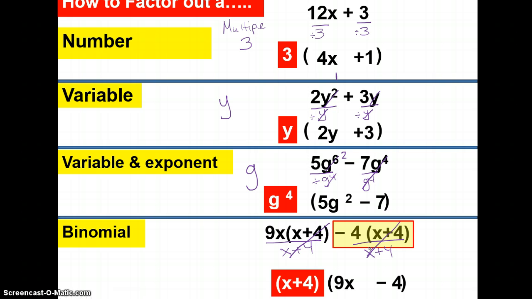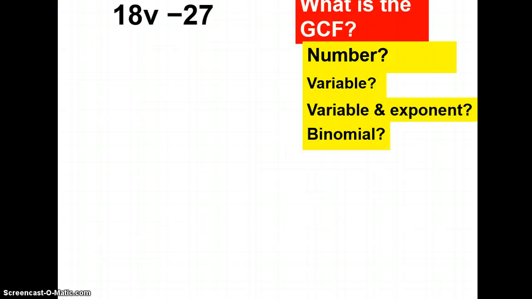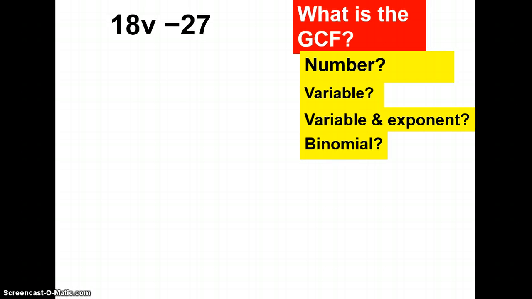As always, if you want to pause me and try some of them on your own, please do so. All right, so let's deal with this one. What is the GCF for this one? Now, this one's a little tricky. If you don't know your times tables too well, you might want to brush up on those. But here we go. So 18v take away 27. What's the largest multiple you can think of that can be divided out?